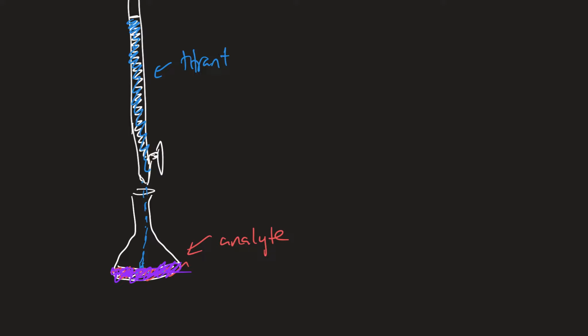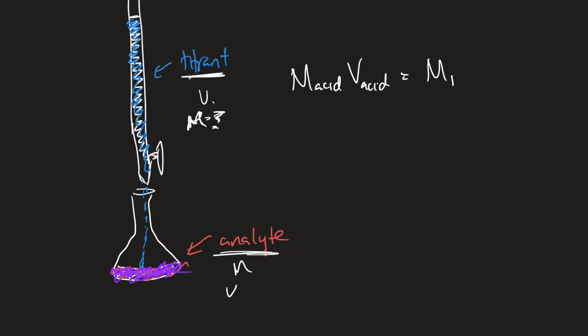So what you would typically know, for example, is the concentration of the analyte and the volume of the analyte you started with. For the titrant, you know the volume, and you may be trying to figure out the concentration. So how do we go about figuring out the concentration of the titrant? We can use this equation: molarity of the acid times the volume of the acid is equal to the molarity of the base times the volume of the base.